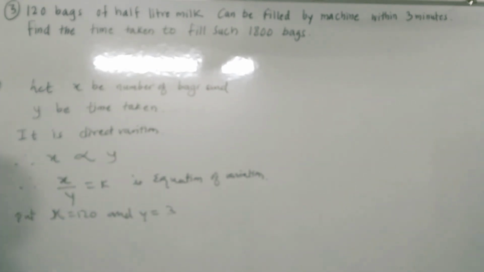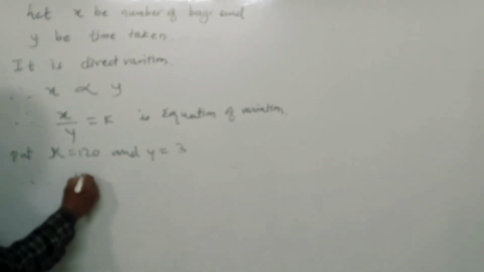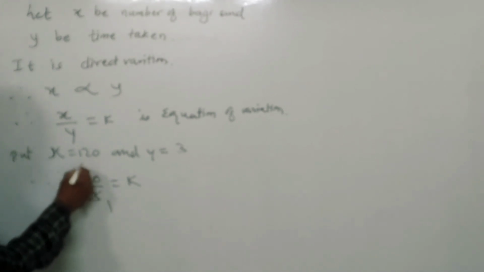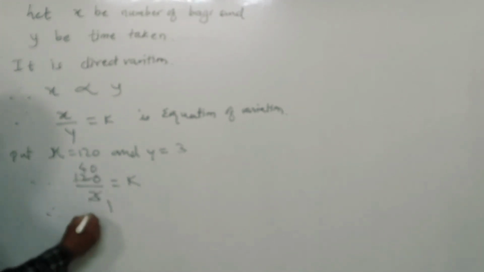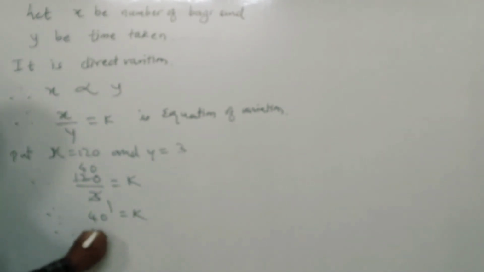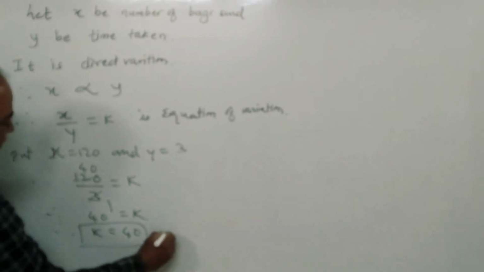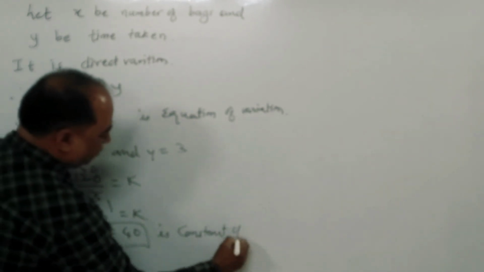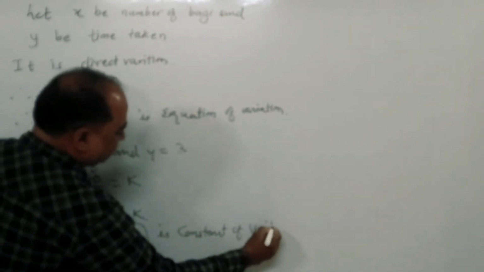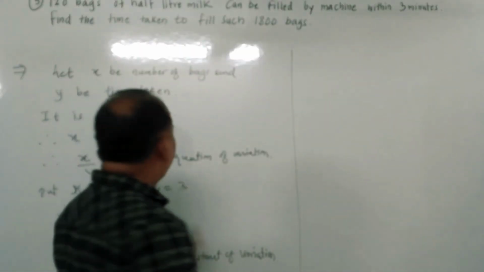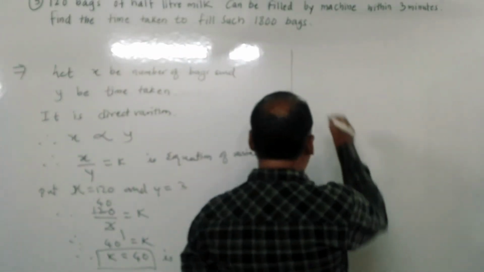120 bags can be filled in 3 minutes. Therefore, the constant of variation, 120 upon 3, is equal to k. 3 ones are 3, 3 fours are 12, 0. So 40 is equal to k. So constant k is equal to 40, the constant of direct variation.